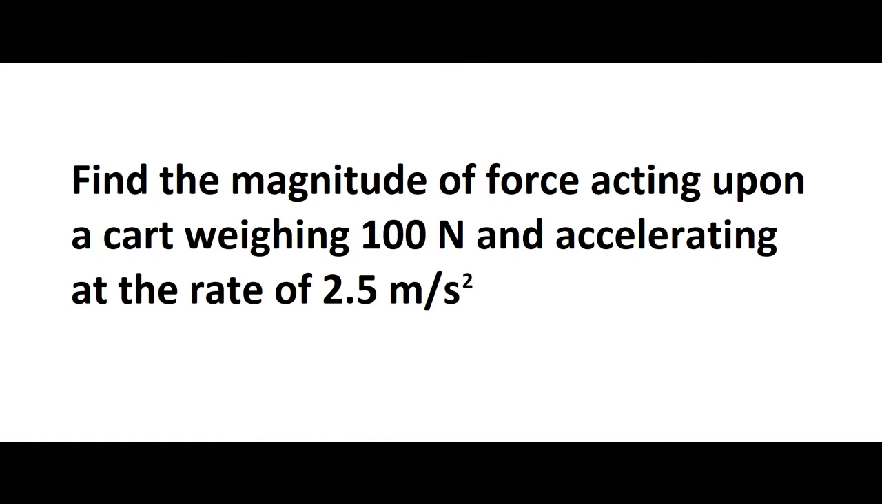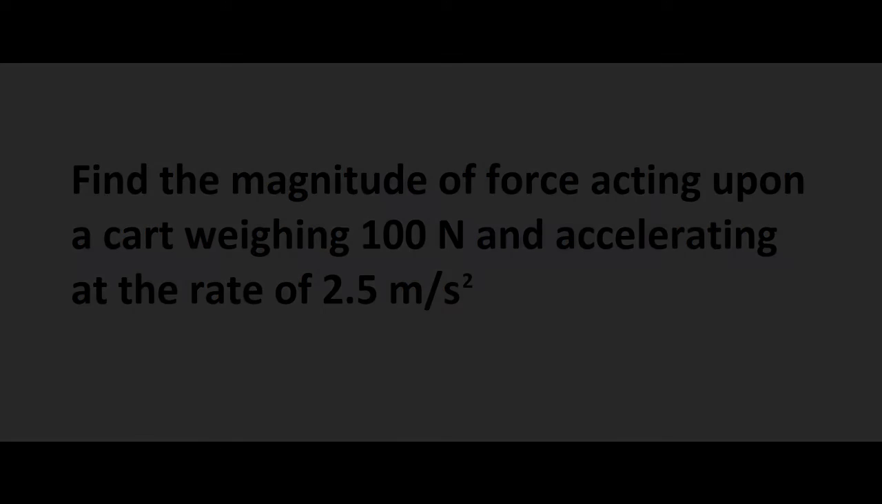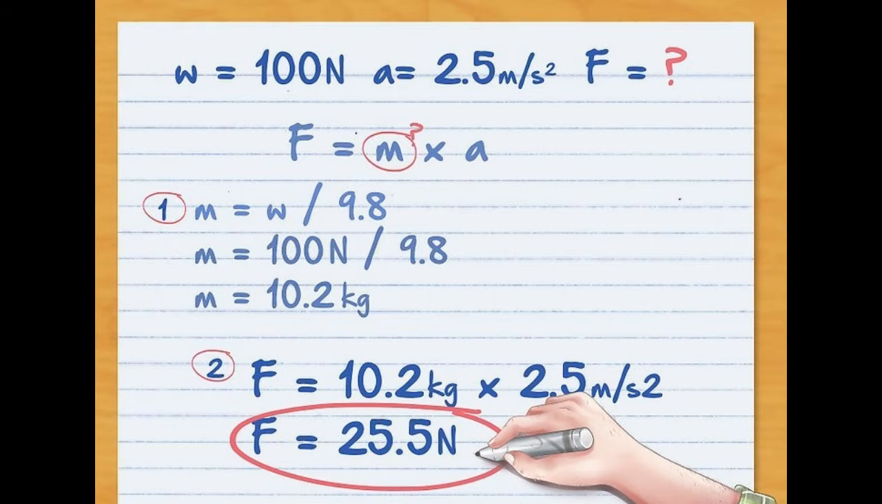Okay, now let's try to solve another question. Find the magnitude of force acting upon a cart weighing 100 newtons and accelerating at the rate of 2.5 m per s squared. Remember, 10 newtons is equal to 1.02 kilograms. So, convert newtons to kg by dividing by 9.8. Your new kilogram value should be 10.2 kilograms for the mass. Multiply your new mass value, which is 10.2 kilograms, times the acceleration value, 2.5 m per s squared.